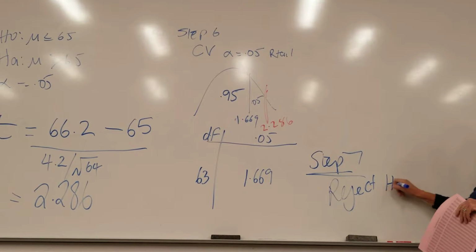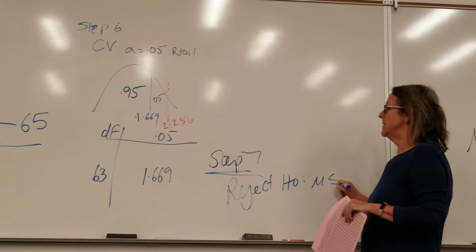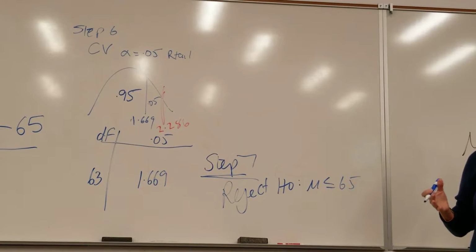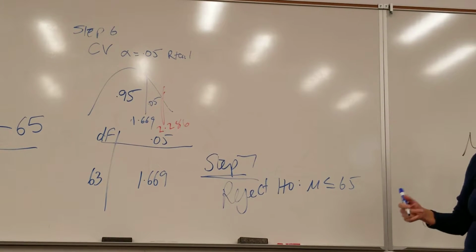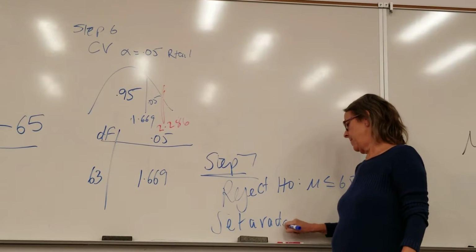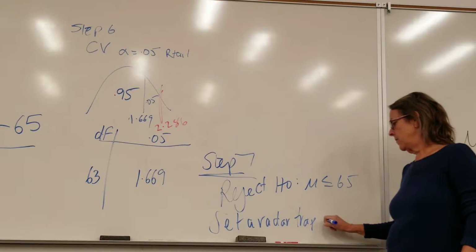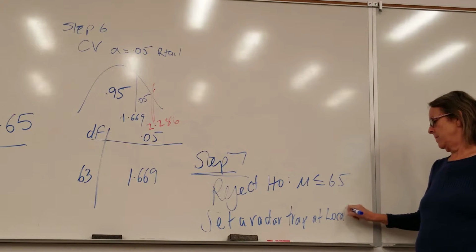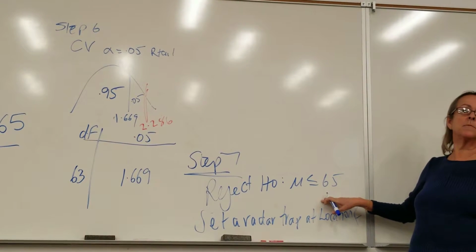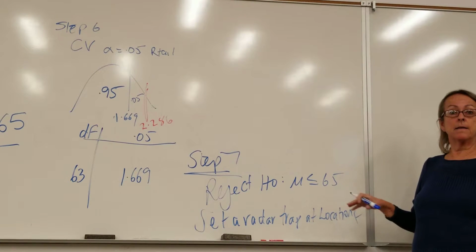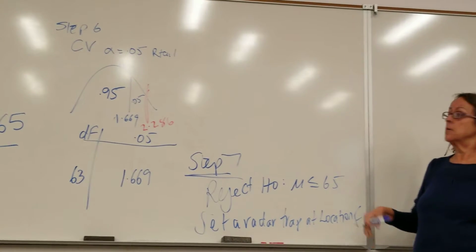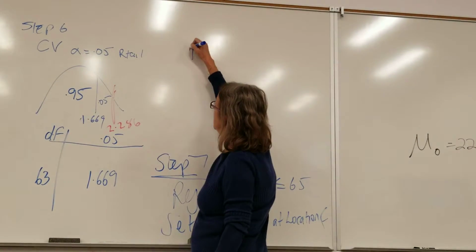Reject the null hypothesis that mu is less than or equal to 65. If I reject the null, I must think that the alternative is true. Mu's greater than 65. I'd set a radar trap at location F, because if I think this is wrong, I've got to think that the mean's more than 65 and people are speeding. Right? Agreed? Agreed. Right. Let's do the p-value method.